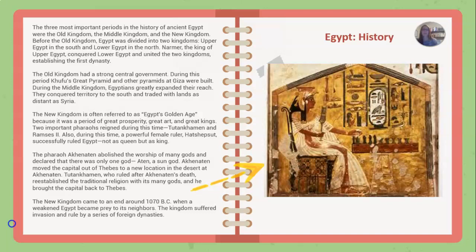The Old Kingdom had a strong central government. During this period, Khufu's Great Pyramid and other pyramids at Giza were built. During the Middle Kingdom, Egyptians greatly expanded their reach. They conquered territory to the south and traded with lands as distant as Syria.